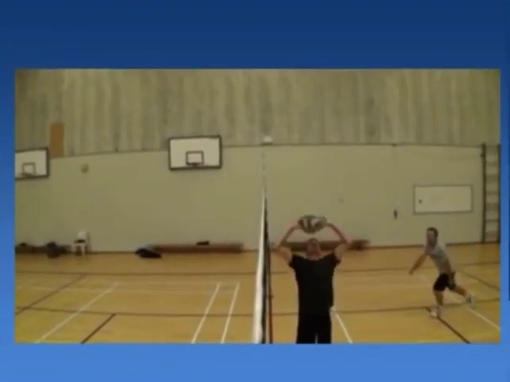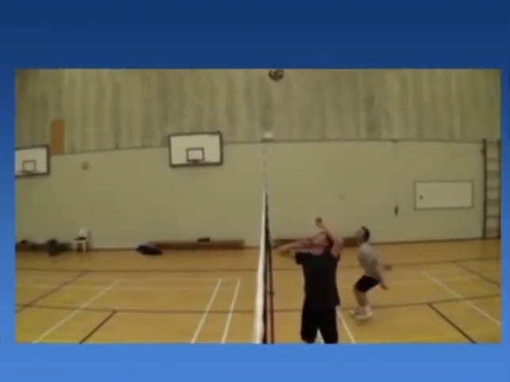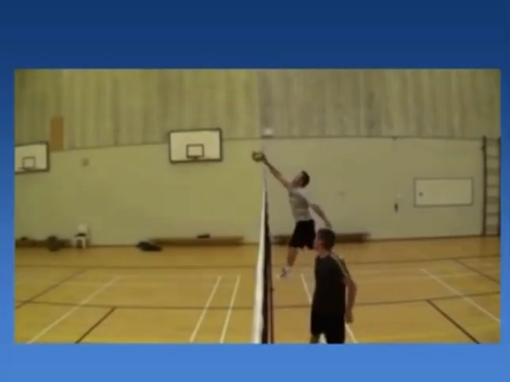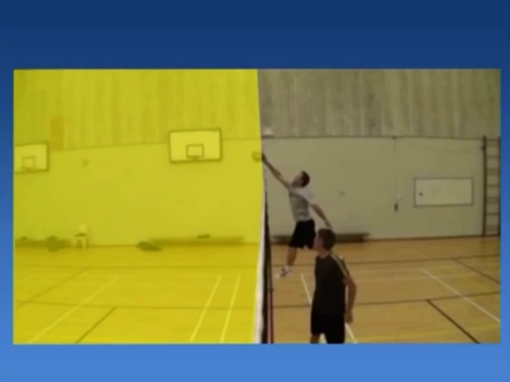Here, the setter has set a high outside play and set it over the net. The spiker reaches over and is contacting the ball on the opponent's side, which again is a fault.